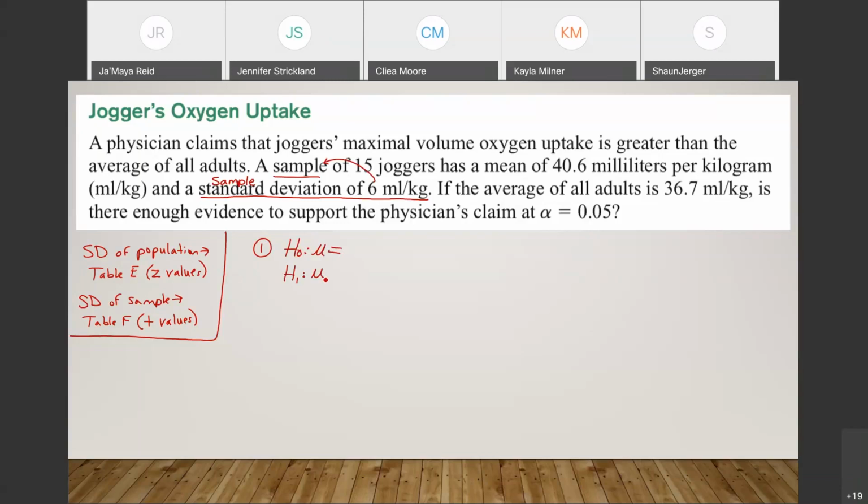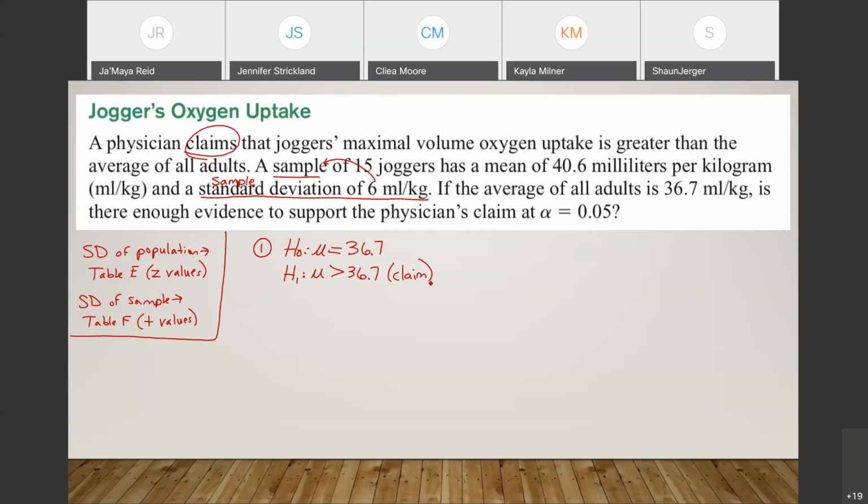All right, so did you find a keyword? What was it? Greater. Okay, so we're definitely gonna have a greater than like that. All right, what number are we using? It just says greater than the average of all adults. So what, 36.7 is the average of all adults. Okay. And what about the claim? He claims that it's greater, right? Okay, so I'm gonna write the claim next to the greater than one. Okay, everybody okay with that?